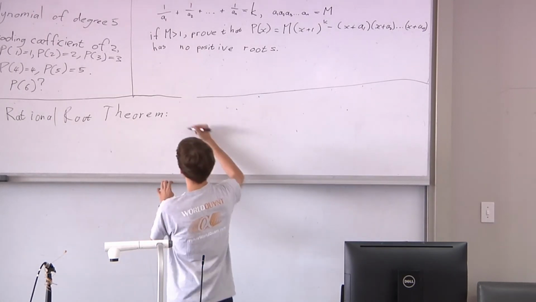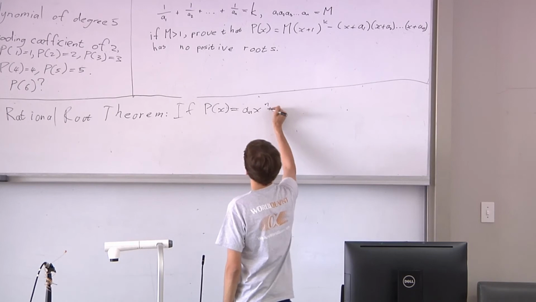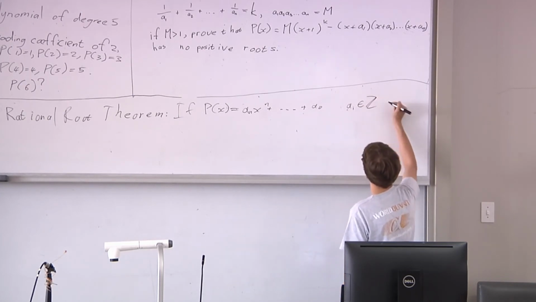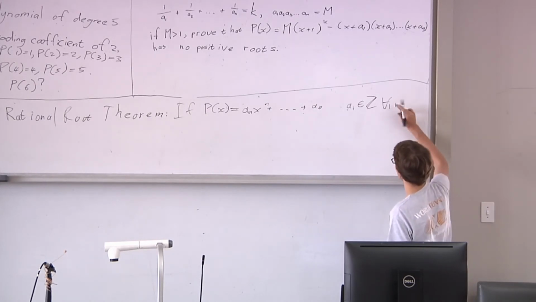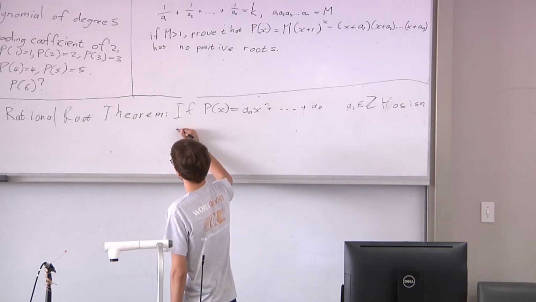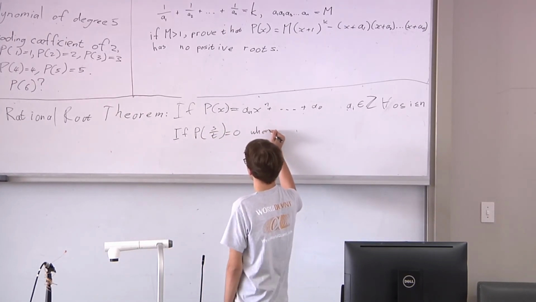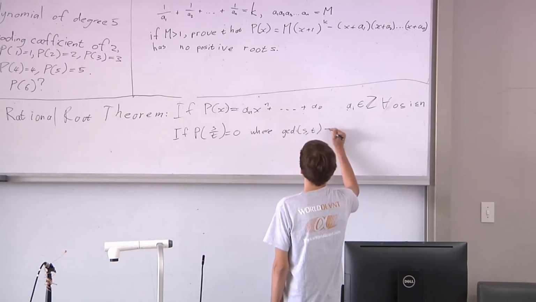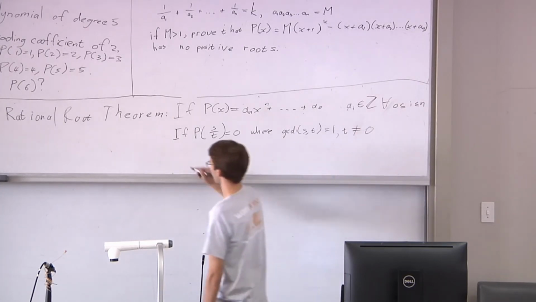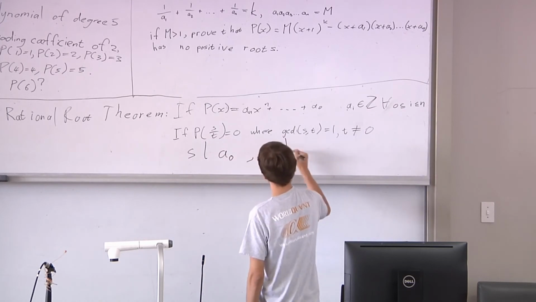And this says that if p of x is a_n x to the n plus, you get the idea, a_0, where a_i is an element of the integers for all i, for all 0 less than or equal to i less than or equal to n, and if p of s over t is equal to 0, where the GCD of s and t is equal to 1 and t does not equal 0, then that means that s divides a_0 and t divides a_n.